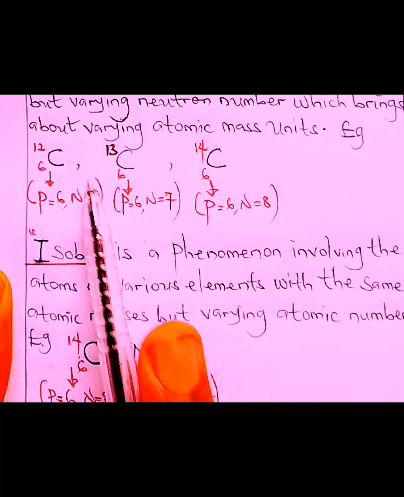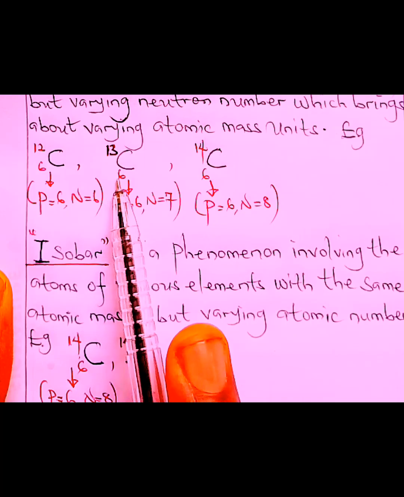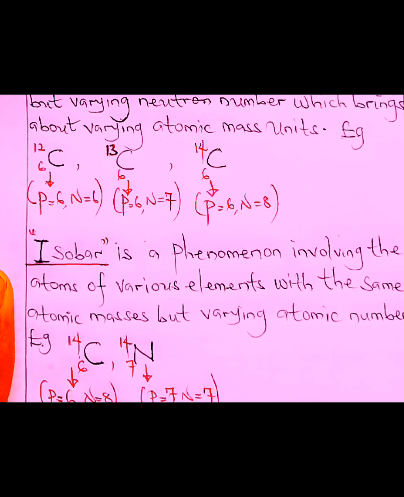Here we have 3 major atoms of carbon, just like we also have various atoms of hydrogen. Under hydrogen, we have protium, deuterium, and tritium. Hydrogen naturally has an atomic mass of 1, and protium has proton number 1, neutron 0. For deuterium, proton is 1, neutron is 1, and for tritium, proton is 1, neutron is 2. So that's just for hydrogen also under isotope.